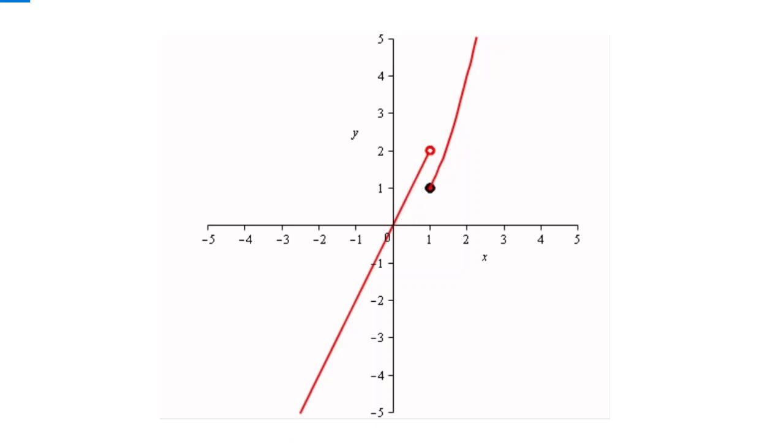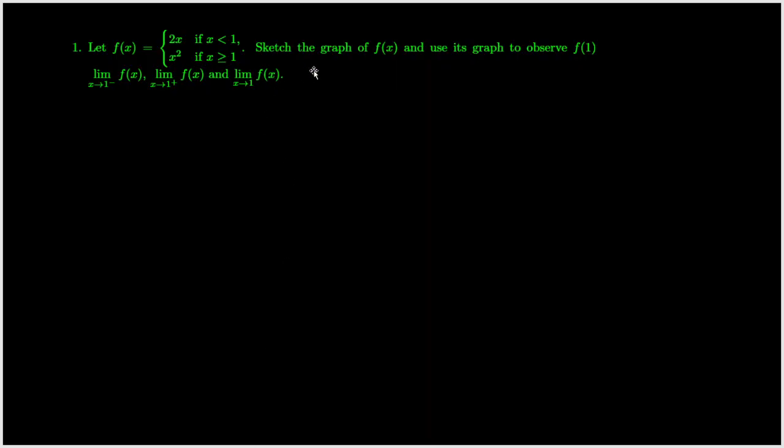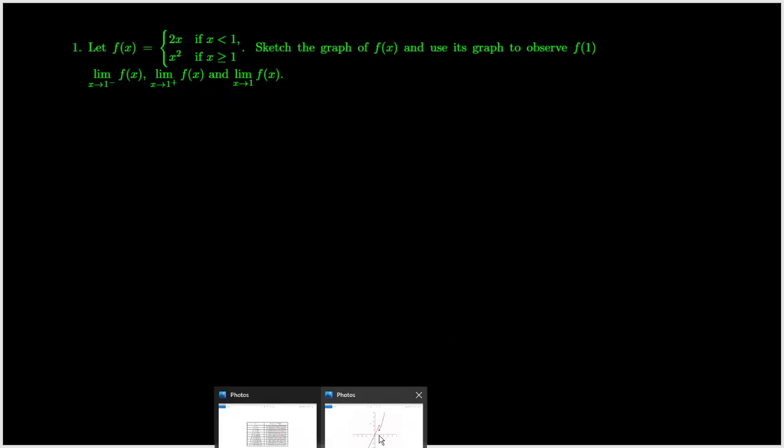I think the slope is 2. The slope is 2, right? We have seen the graph before, right? Now we are going to use the graph of the function to identify the limit. We're going to fill in blanks very shortly, but now let's concentrate on the graph.